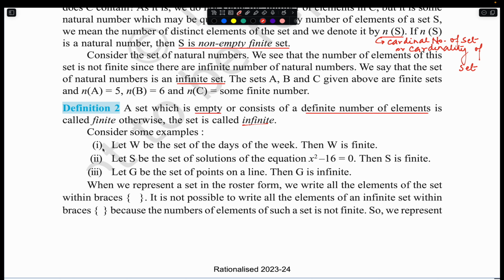So if these two are not the cases, then the set will be called an infinite set. So consider some examples. Let W be the set of days of the week. We know that there are 7 days in a week. So this is going to be a finite set, right? Let S be the set of solutions of this equation. We know that there are only 2 solutions for this equation, that is +4 and -4. So this is also going to be a finite set. And let G be the set of points on a line. Then we know that there could be an infinite number of points on a line. So this is going to be an infinite set, right?